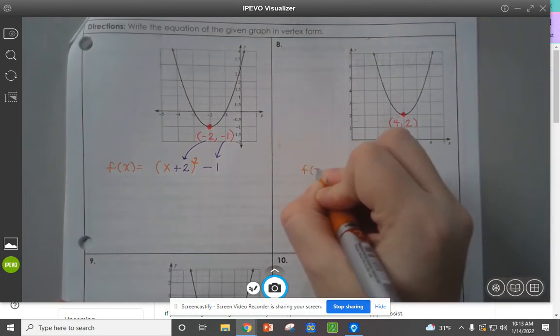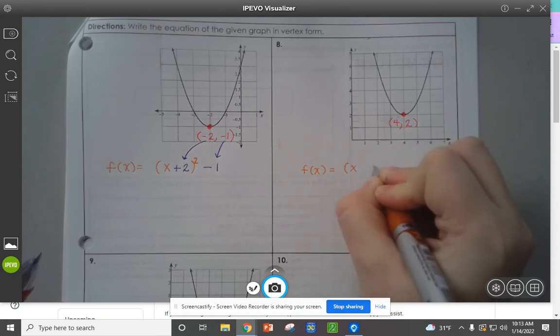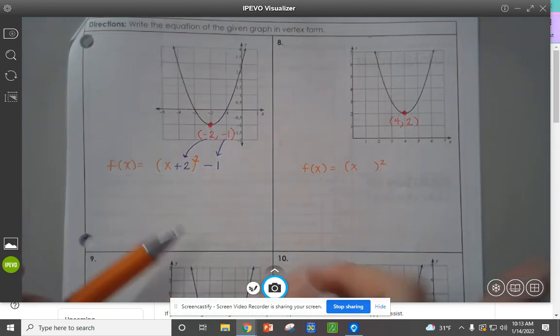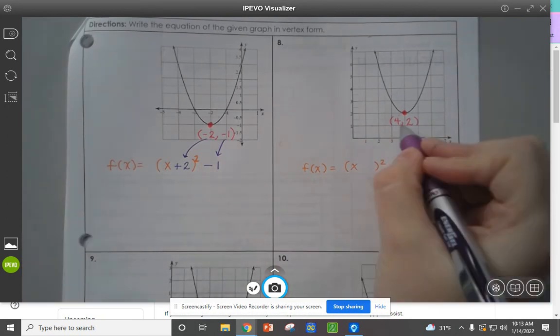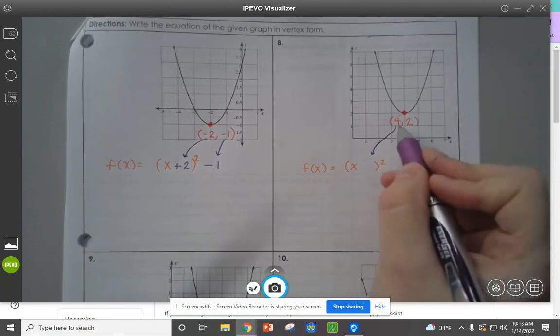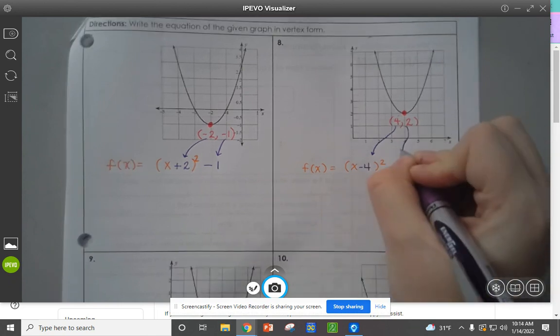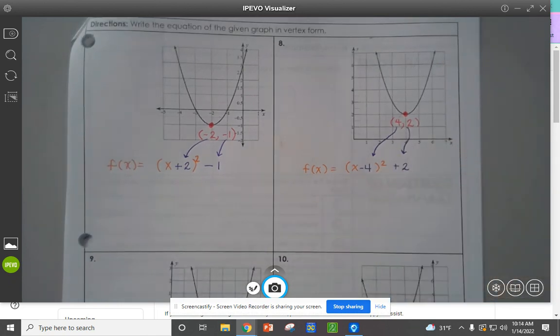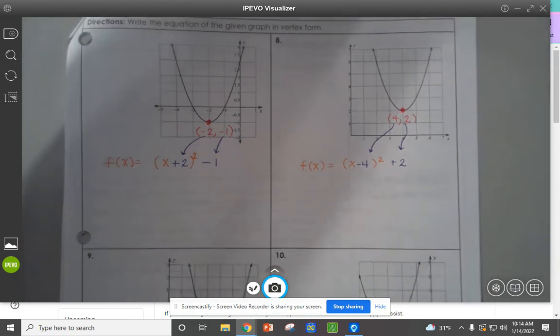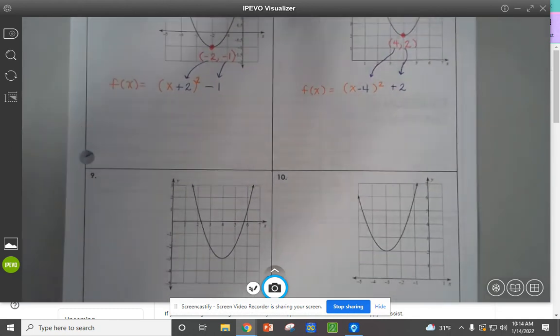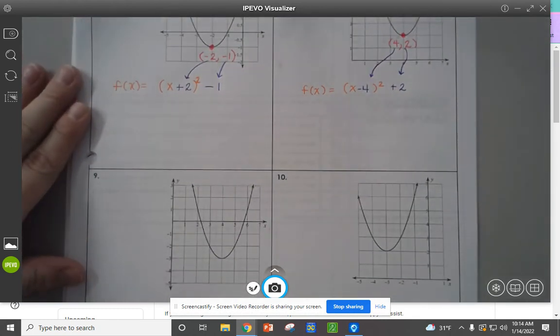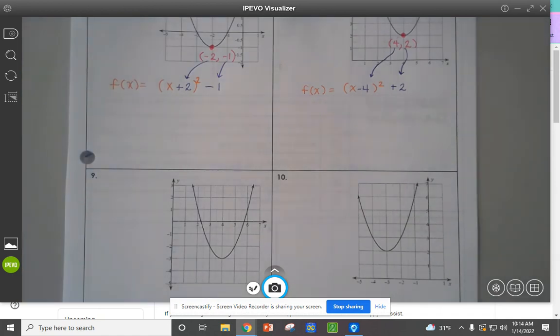My function. So it does point up, so I don't need to make that negative. I'm going to make that a -4 because we changed the sign, and I'm going to keep this a +2. Are there any questions? I want you to work on numbers 9 and 10.